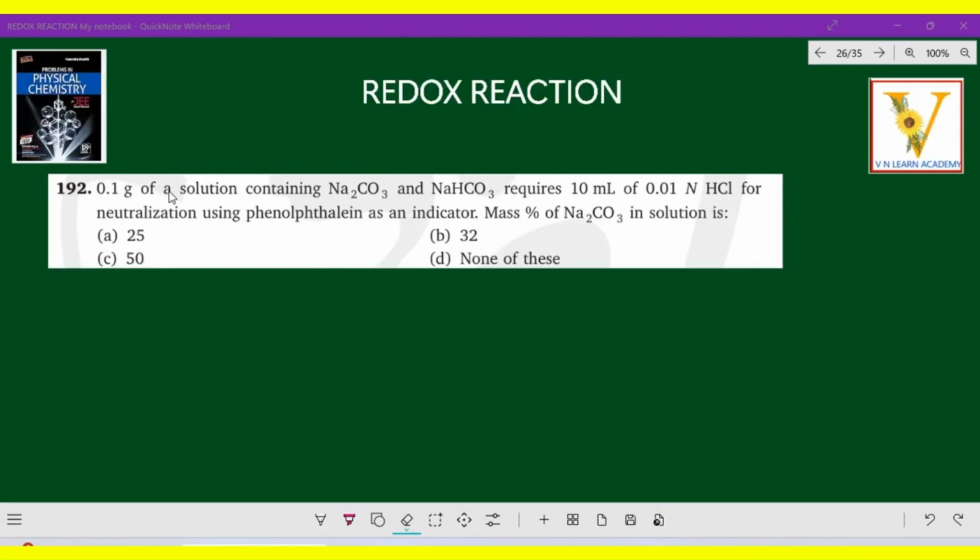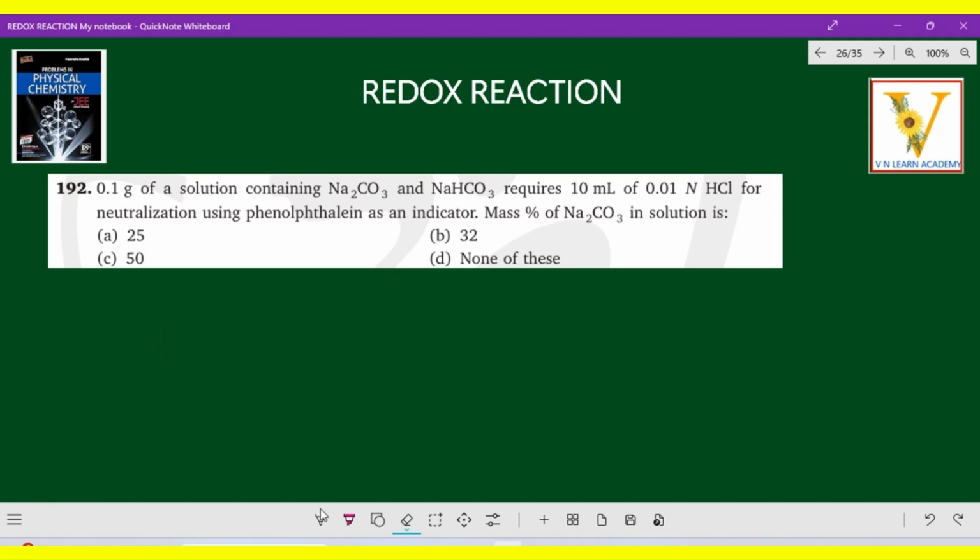The next question: 0.1 gram of a solution containing Na2CO3 and NaHCO3 requires 10 ml of 0.01 N HCl for neutralization using phenolphthalein as an indicator. Find the mass percentage of Na2CO3 in the solution. See, in the last question also we have seen such related questions.